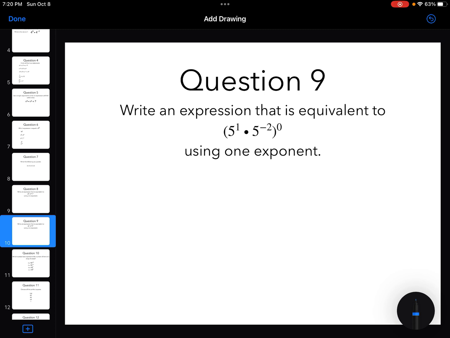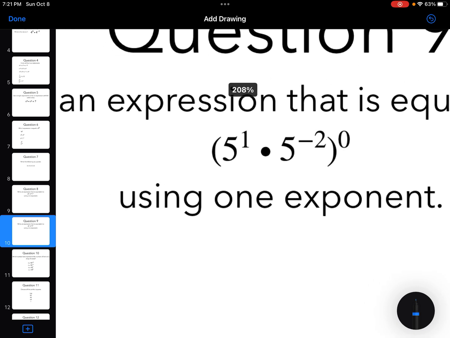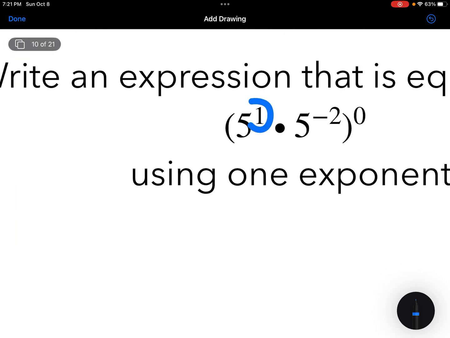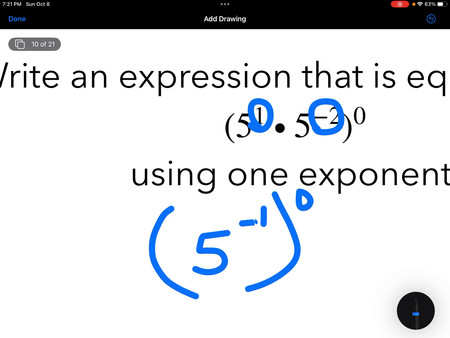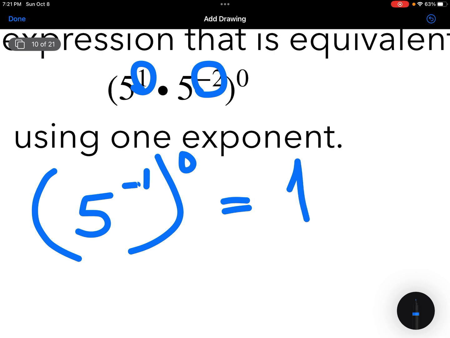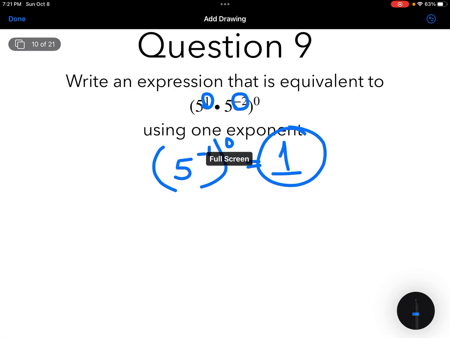All right, write an expression that is equivalent using only one exponent. Well, I know that 5 to the first power, negative 2. So that's going to give me 5 to the negative 1 times 0. Anything to the 0 power is 1.